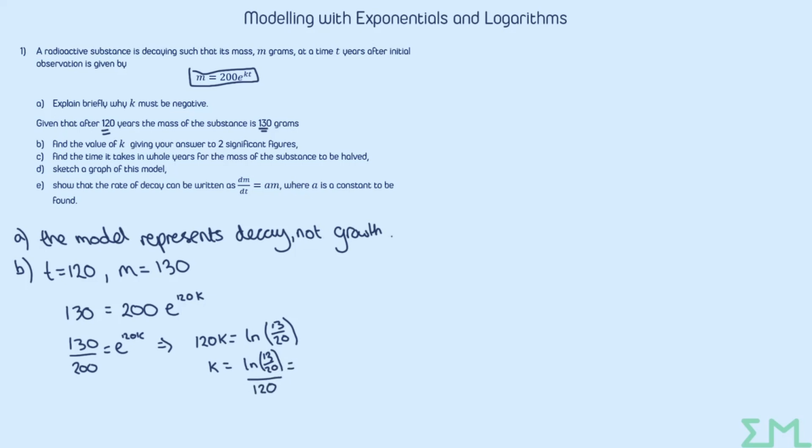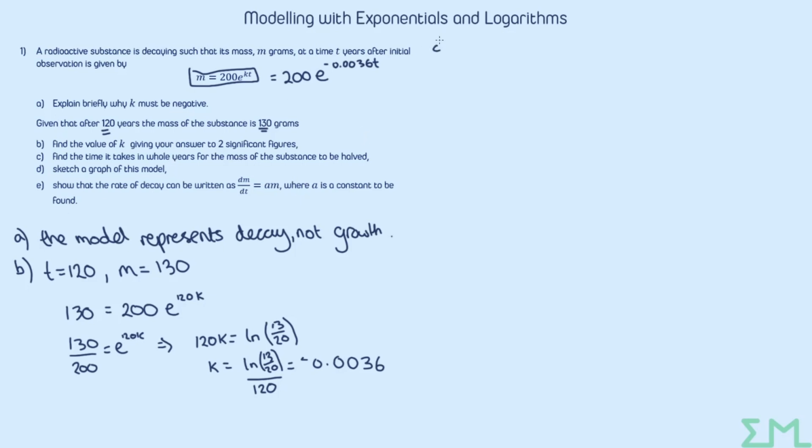Let's see what we get. Okay, so we get negative 0.00. Let's just check what it says in the question, giving your answer to two significant figures. So negative 0.0036. Okay, so now we have our full model. Just going to make a note of that up here. So it's 200 e to the negative 0.0036t. So negative k as we expected.